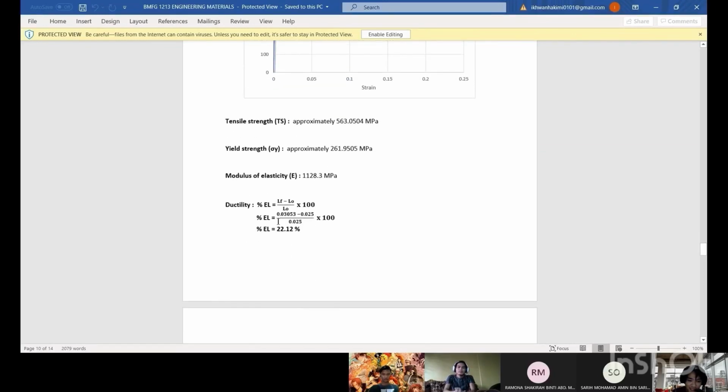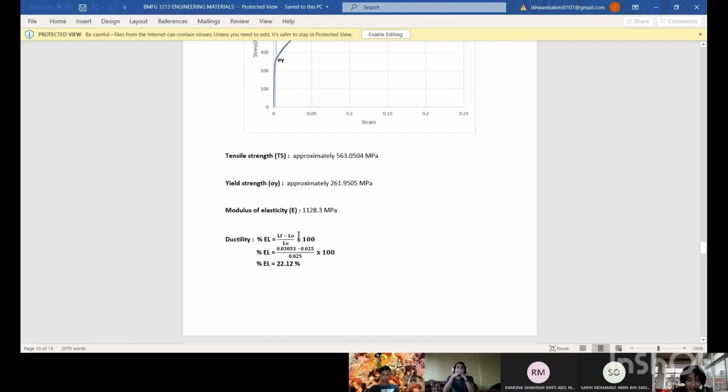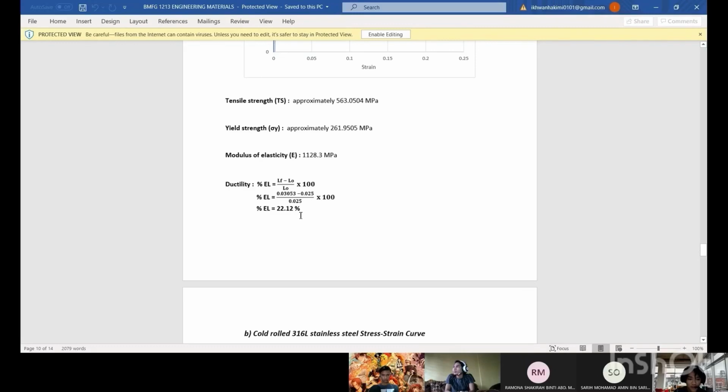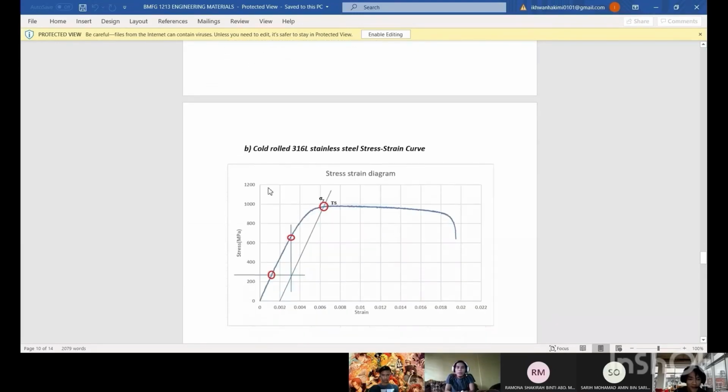And then we need to find the ductility for original 316L steel. Ductility is the final length minus original length over original length multiplied by 100%. The original length and the final length are given: 0.03053 meter minus original length 0.025 meter, over 0.025 the original length, multiplied by 100%. We will get the ductility is 22.12%.